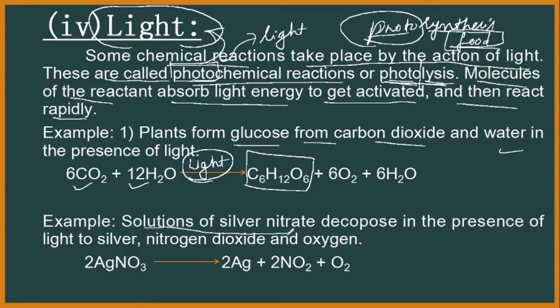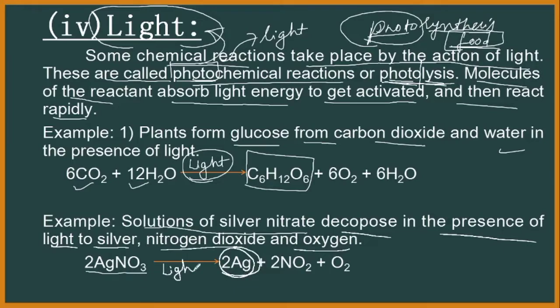Solutions of silver nitrate, that is AgNO3, decompose in the presence of light into silver, nitrogen dioxide and oxygen. So see here, this reaction takes place in the presence of light. In the absence of light, this reaction will not take place.